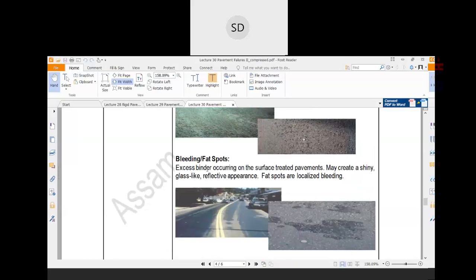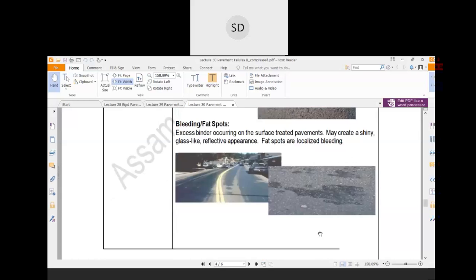Then bleeding for the fat spots. Excessive binder occurring on the surface treated pavement may create a shiny glass-like reflective appearance. Fat spots are localized bleeding. Okay, suppose in a localized area, that is for small portions of the area, this type of spot may appear where light can get reflected. This is called a fat spot.